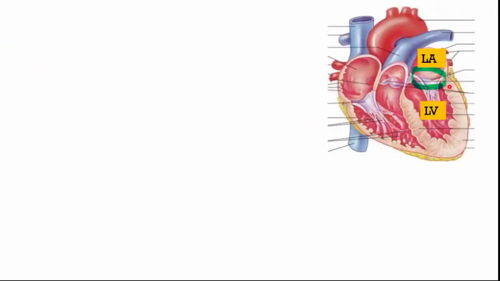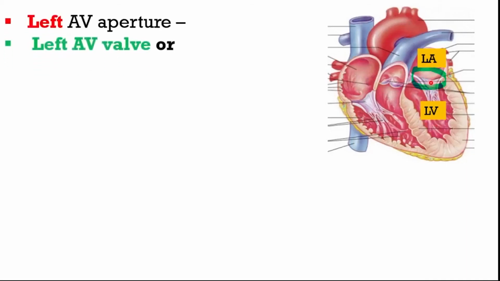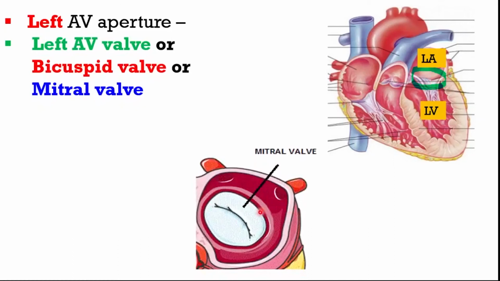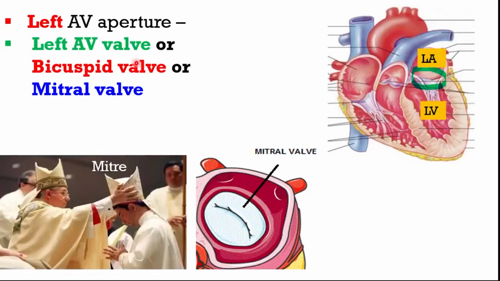Now coming to the left atrioventricular aperture, it is there between the left atrium and left ventricle. This aperture is guarded by the left atrioventricular valve or bicuspid valve. This valve has two cusps or leaflets. You observe the two cusps or leaflets of this valve. That's why it is named the bicuspid valve. It is also known as the mitral valve.